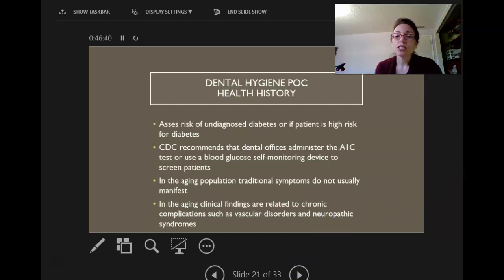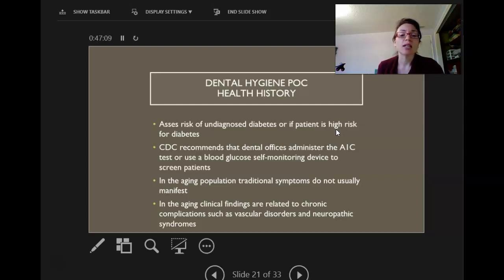When obtaining a patient's health history, the dental hygienist questions the patient about the signs and symptoms of ketoacidosis to determine whether an undiagnosed diabetic condition is present. So assess the risk of undiagnosed diabetes, or if a patient is at high risk. That's going through the medical history and having those red flags that ping your interest and make you ask more questions.